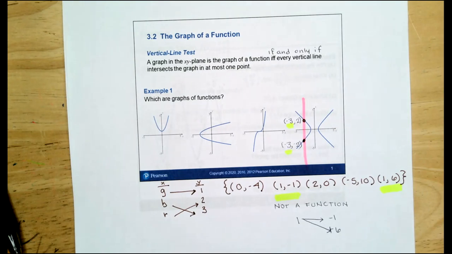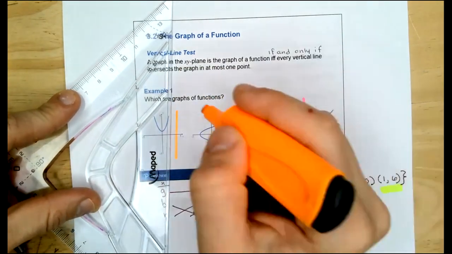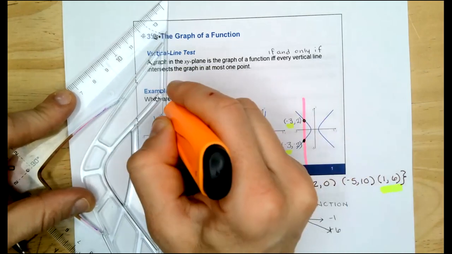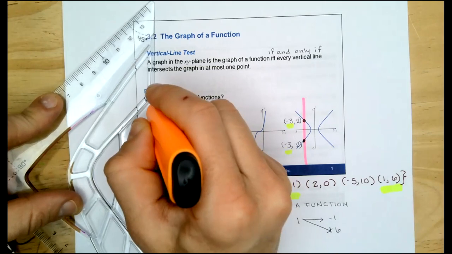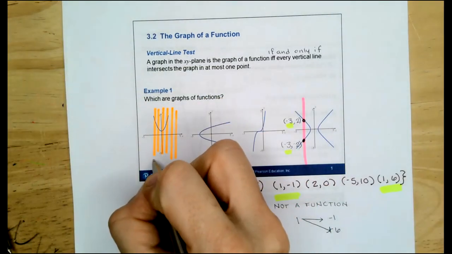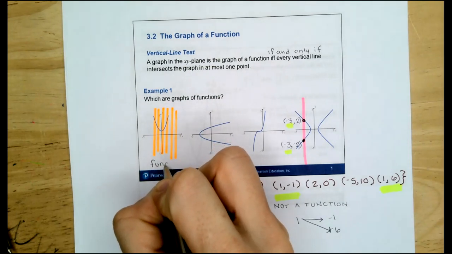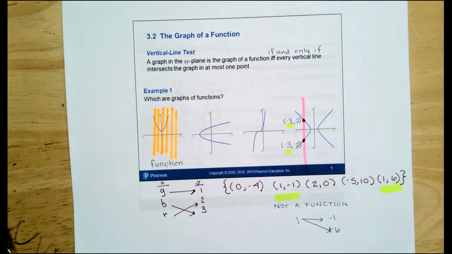Every time I draw a vertical line on the graph, it will intersect the graph at one point, or it's also fine if it does not intersect the graph at all. Okay, so that would be not intersecting the graph at all. That's fine. Intersects at one point. So that would be a function. No matter where I drew my vertical line, it only touched the graph at one point.